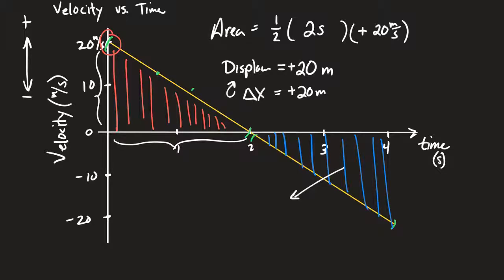If you don't see why, it's still 1/2. The base is from 2 to 4 seconds. That is 2 seconds. The height, not 20, but negative 20 meters per second. Have to include the vector. It's on the bottom part of the graph, so it's negative. Which gives me a displacement of negative 20 meters.